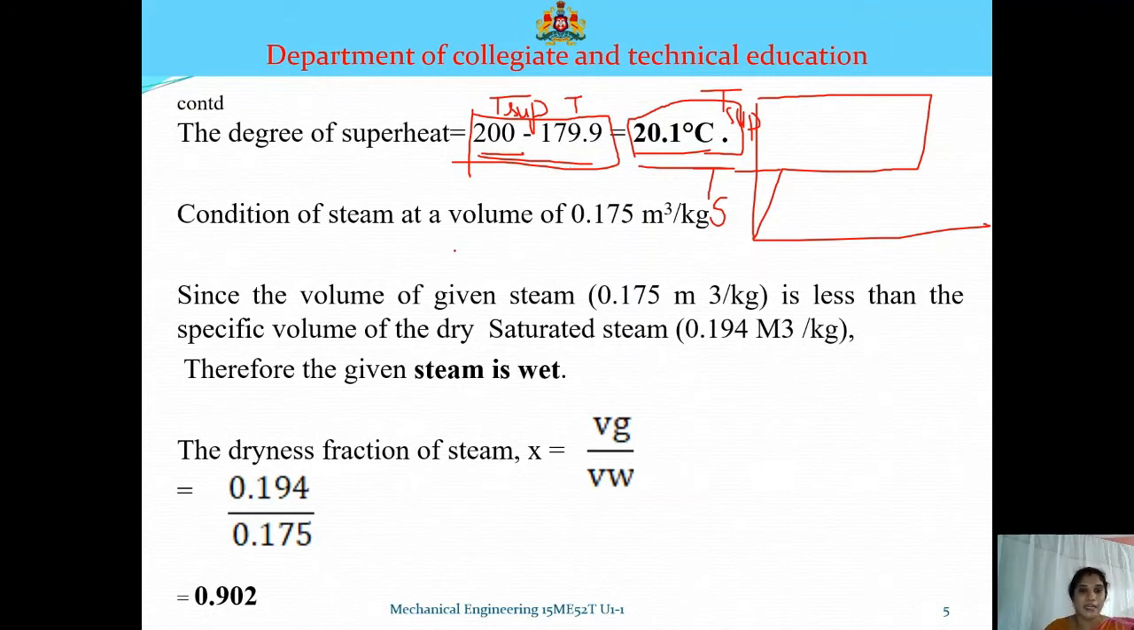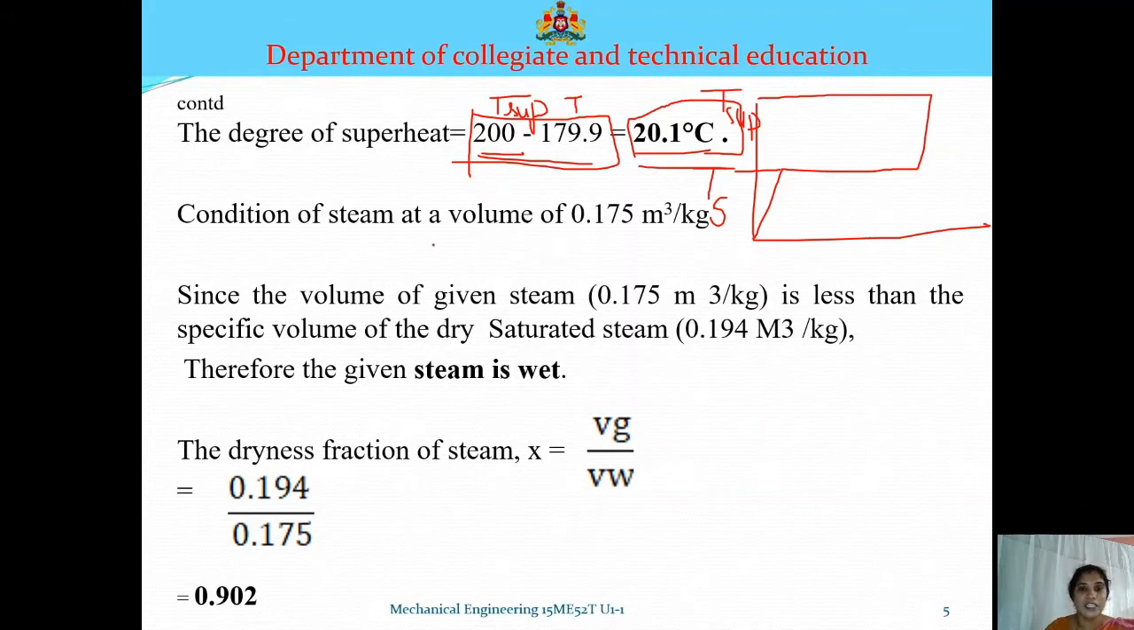So in the problem they have asked us to find out for two conditions. One was when the temperature was given. For that, we have concluded that the given condition of steam is superheated, and we have supplied 20.1 degrees of more heat to convert dry steam into a superheated steam.